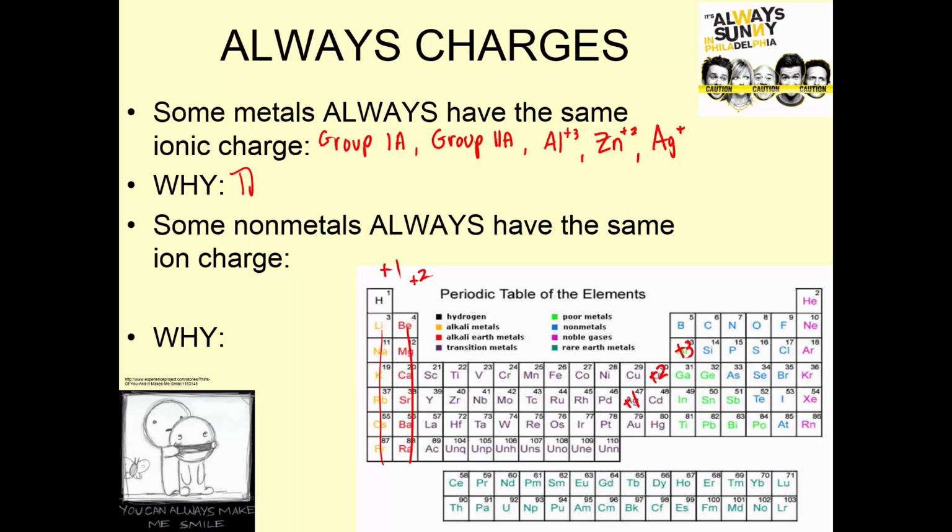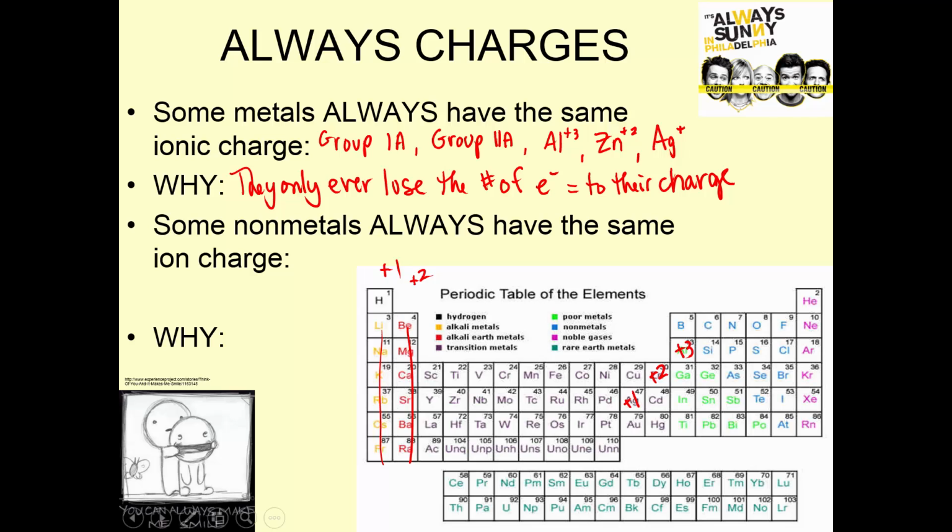Why? They only ever lose the number of electrons equal to their charge. They get stable by losing that number and only that number. Group 1 only has 1 outer electron. Group 2 only has 2 outer electrons. Aluminum has 3 outer electrons, and that's all it'll lose. Zinc and silver have those numbers of valence electrons that they lose only and always, every time.